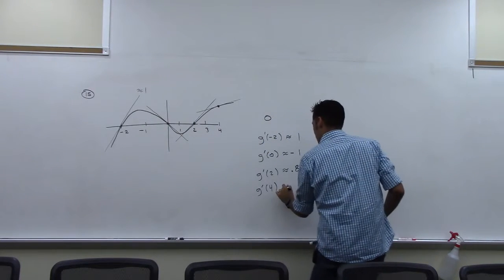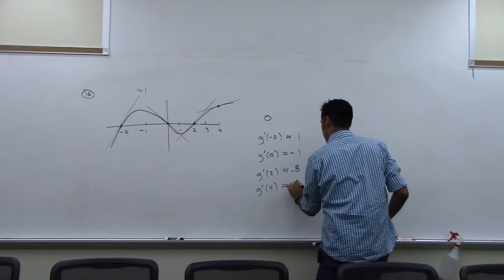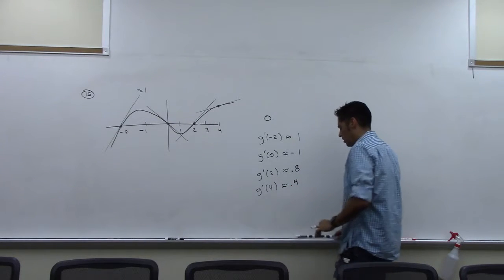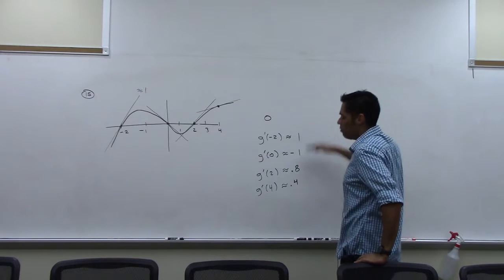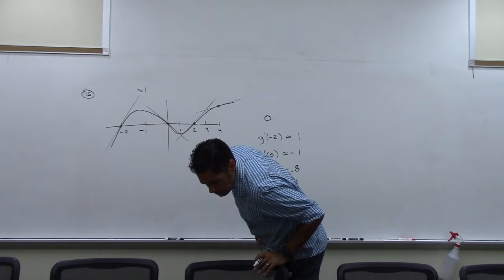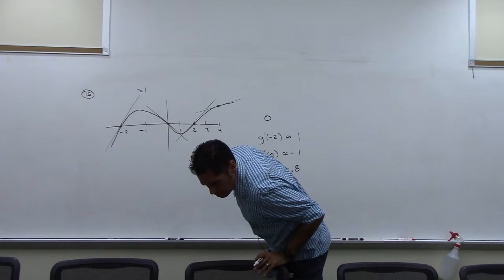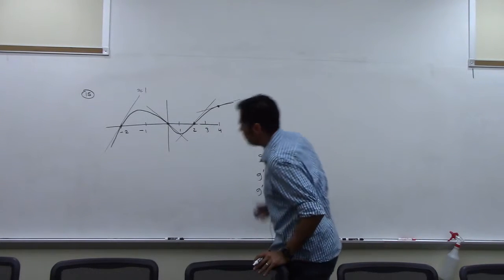So I don't know, maybe it's approximately 0.4. I'm guesstimating here, and that's what they want you to do. So I just need to arrange these in order of what? Arrange these by increasing order, so from smallest to largest.